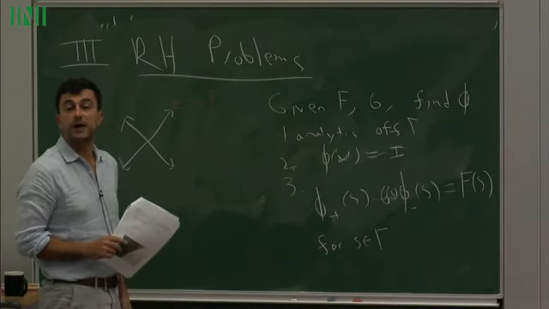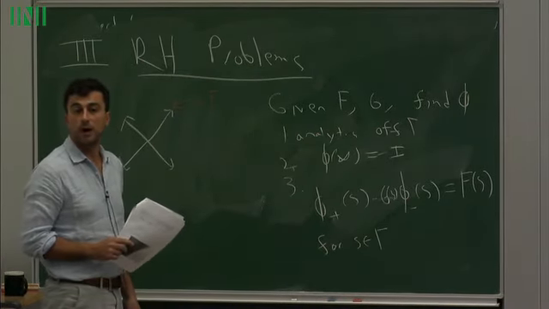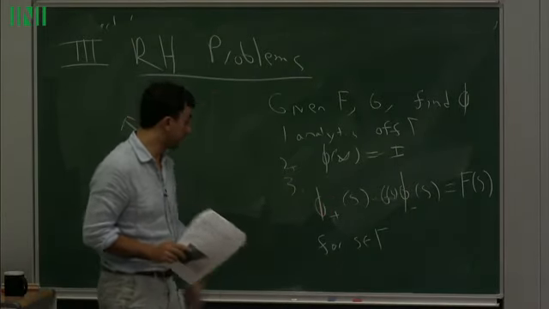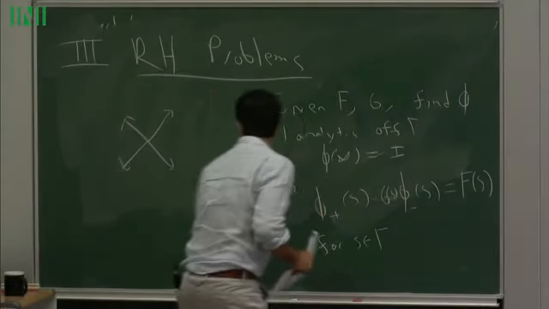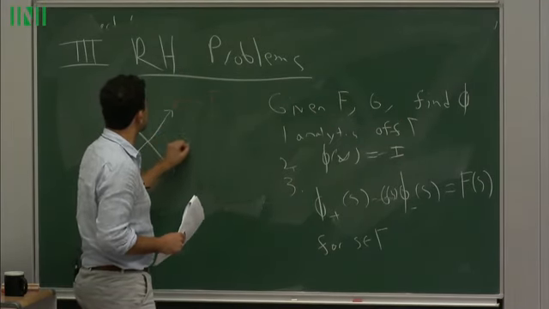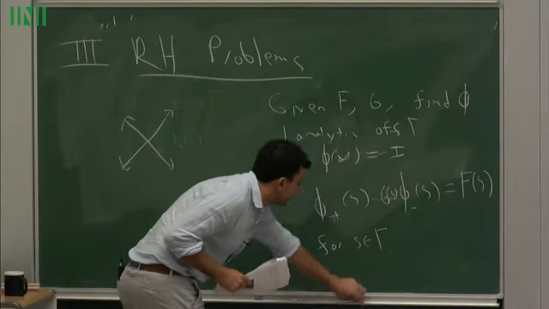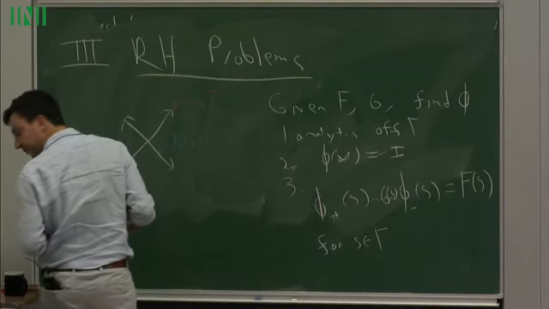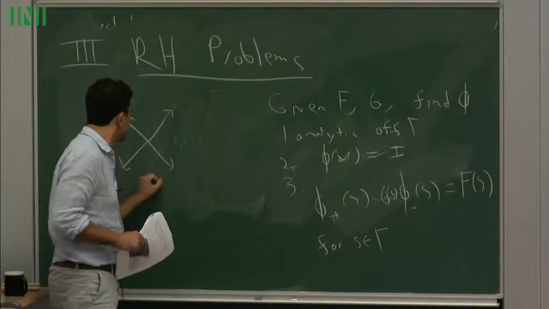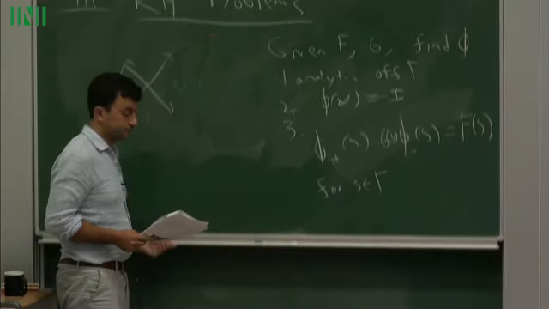So we want to find a function analytic off a contour that satisfies this relationship between the left and right limits. So here, for any point s on the contour, we have phi plus of s, which is the limit from the left, and phi minus of s, which is the limit from the right. Okay.